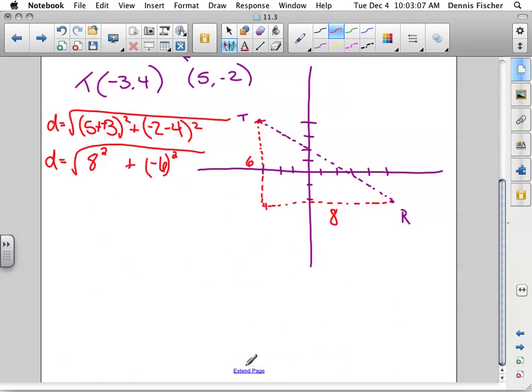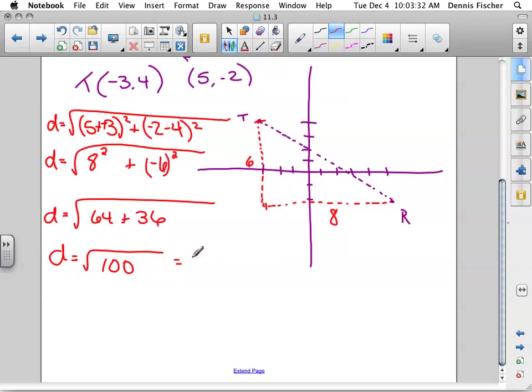A lot of people like to say, well, I got a square root of 8 and a square root of negative 6, and these squares are just going to cancel off, so I'm going to get 8 plus a negative 6. Can't do it. The square root's like a parentheses. Do underneath first. So distance is equal to the square root of 8 squared, 64, plus negative 6 squared, 36. If I add those together, I get the square root of 100, which is 10. So the length between those two points is 10.